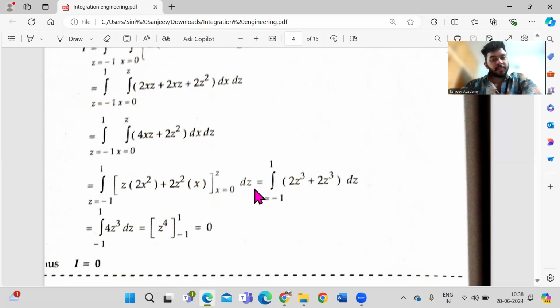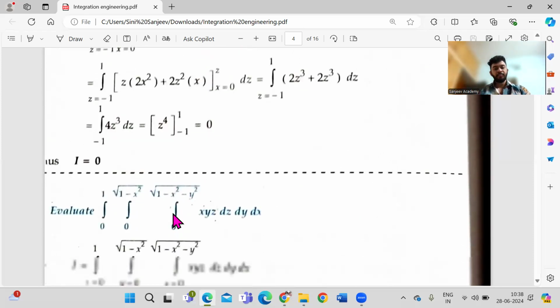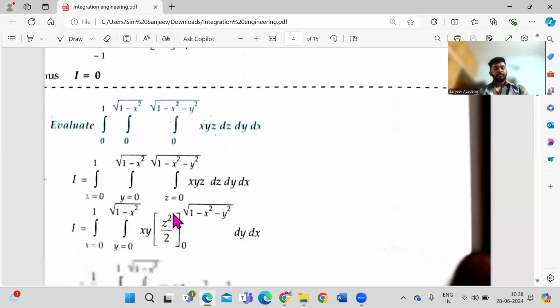Finally, I'll integrate with respect to dz, but make sure that you apply the limits 0 to z. So in place of x, wherever it is, you just put z. 2z cube plus 2z cube, 4z cube. Then you integrate z power 4 by 4, 4 and 4 will get cancelled. So upper limit minus lower limit. So you'll get 0.